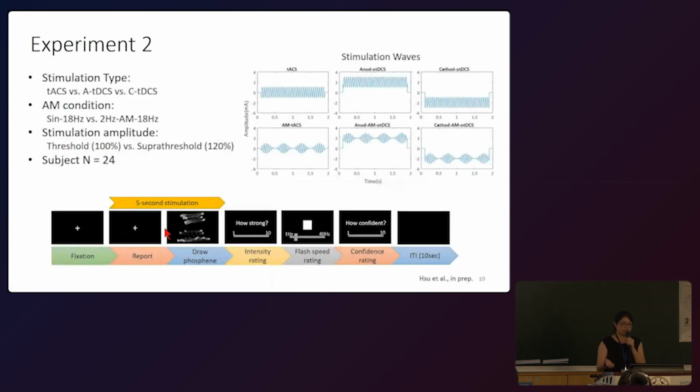Okay. So experiment two is quite similar to experiment one, though there are some differences. The first is that we generate only six kinds of stimulation, using a fixed carrier frequency and fixed AM frequency. But we created two other stimulations, one positive OtDCS and one negative OtDCS. Another difference is that we add a super threshold condition to verify whether the carrier or the AM frequency is more dominant.